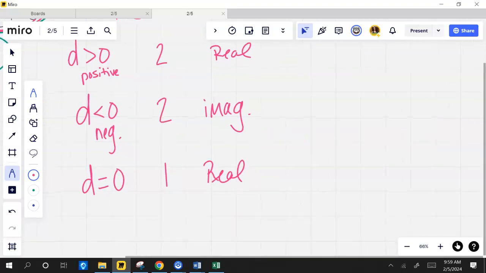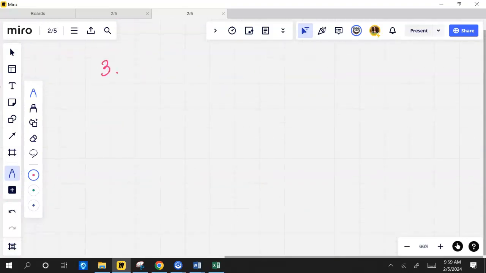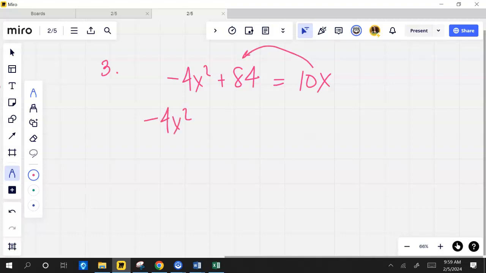So for example, let's just look at number 3. Negative 4x squared plus 84 equals 10x. And the only thing it says is find the discriminant and describe the solution. So first off is the discriminant, but before I can do discriminant or any type of quadratic formula, I need to make sure I do what? Set it equal to 0. That's exactly right. So I'm going to move the 10x over, I think. If you moved everything else, that's okay, because for the quadratic formula it does not matter. Now plug in your b squared minus 4ac and tell me what you get.